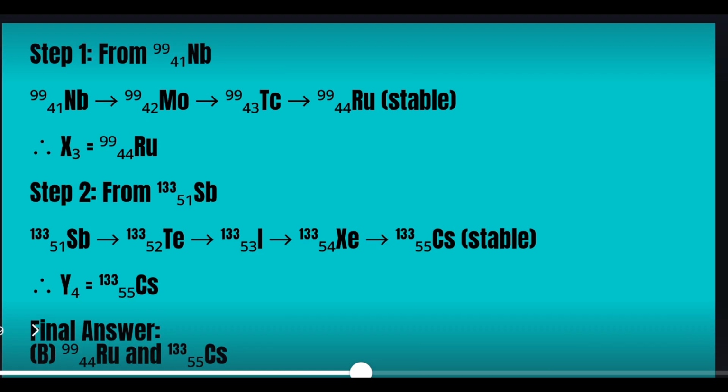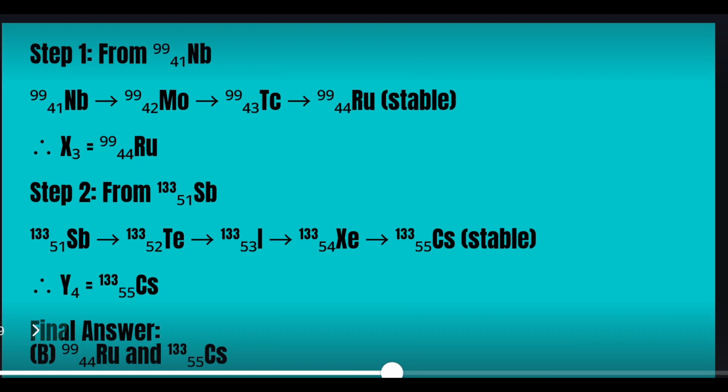In step 2, from Sb-133 and 51, Sb-133 and 51 gives Te-133 and 52. That gives I-133 and 53, and that gives Xe-133 and 54, and that gives Cs-133 and 55. That is stable. Therefore, Y4 is equal to Cs-133 and 54. So the final answer for this question is option B. Ru-99, 44 and Cs-133 and 55 is the correct option.